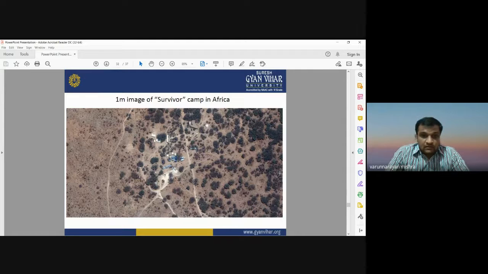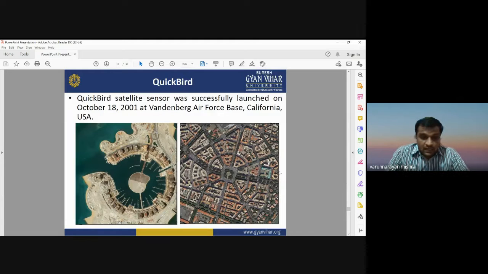Okay, this is another 1 meter spatial resolution image near to Africa. Another high resolution image. The sensor which provides high resolution image is QuickBird. The QuickBird satellite sensor was successfully launched on October 18th, 2001 by the Vandenberg Air Force Base, California.